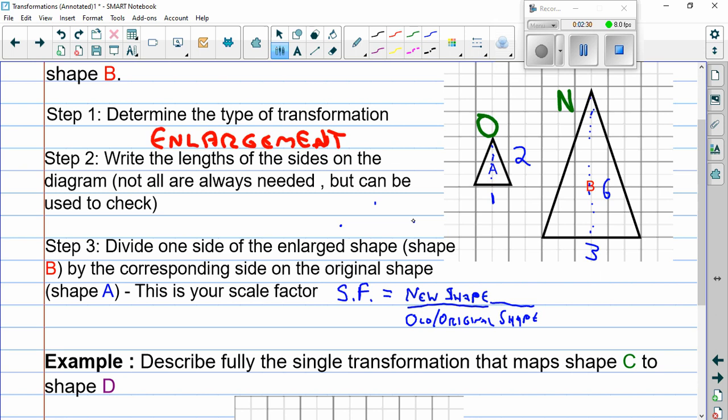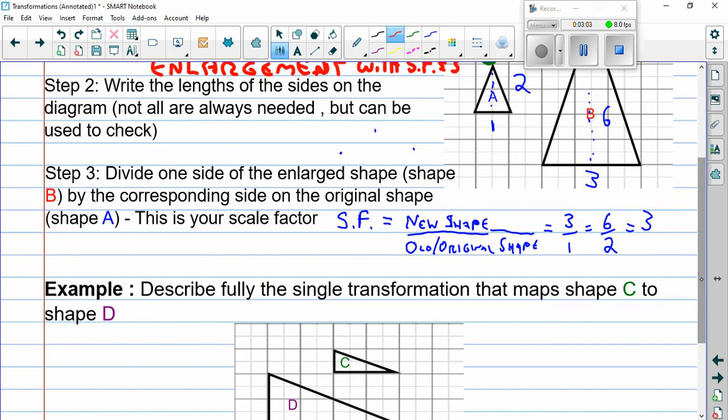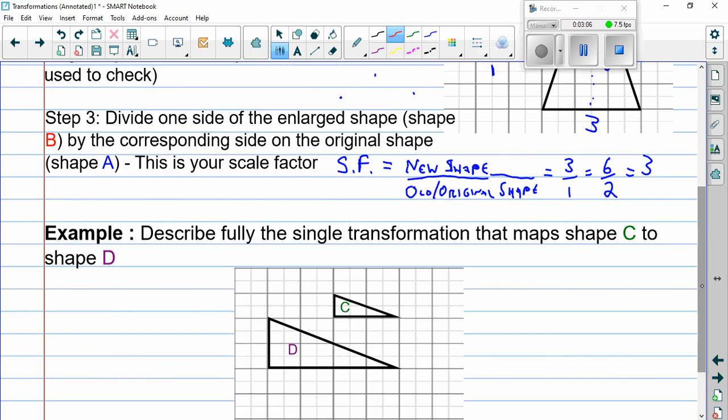And so here it's pretty easy. We can see 3 over 1, which is the same as 6 over 2, which we can simply write as 3. So at the end, we'd say enlargement with SF, or scale factor, equal 3. Okay, so nice, easy, 2 marks. The third mark we'll get when we actually include a center. Center will get our next and final mark, but we'll get to those in a video or two.